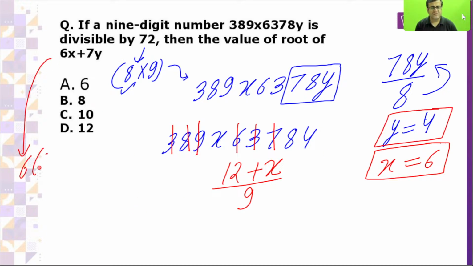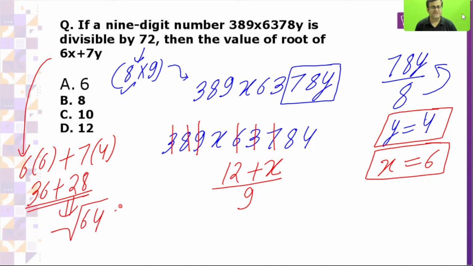6 into 6 plus 7 into 4. 36 plus 28. How much is there? 64. You will have to take the root of this. You are left with 8 in this case. B option is right. That is absolutely right.